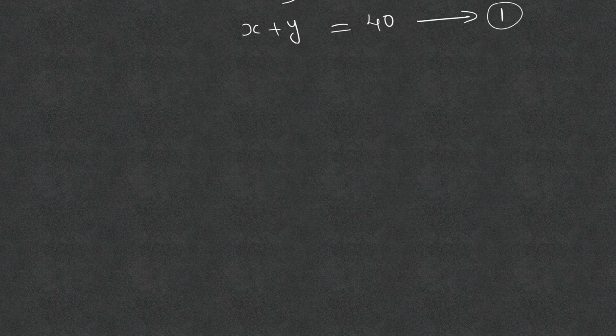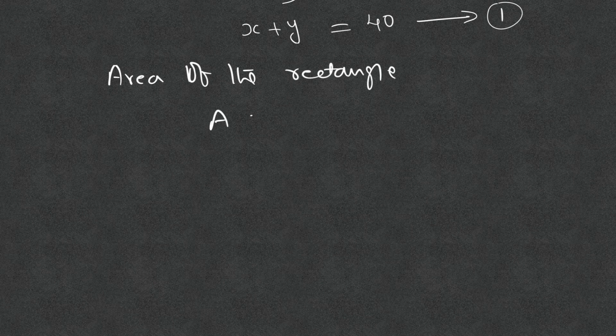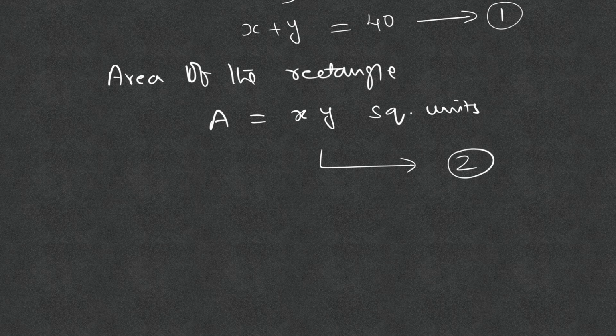The area of the rectangle is given by the formula A equals length times width square units. Let's call this equation 2. From equation 1, we can write y equals 40 minus x.